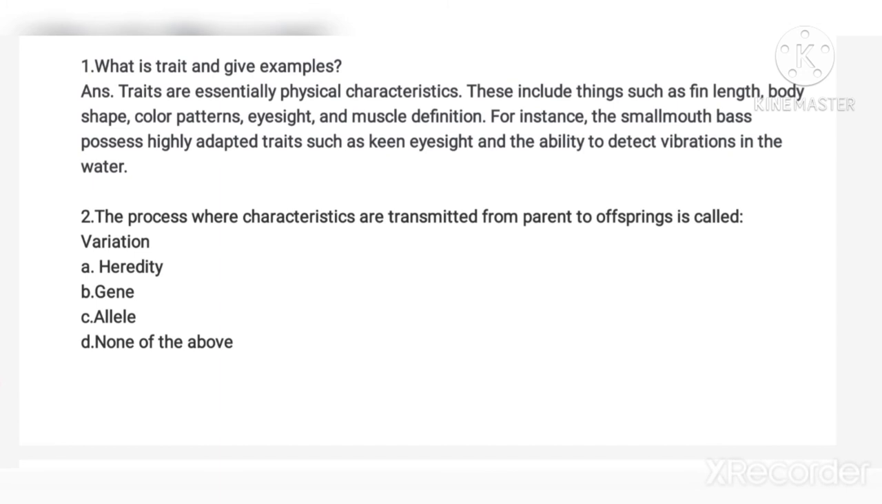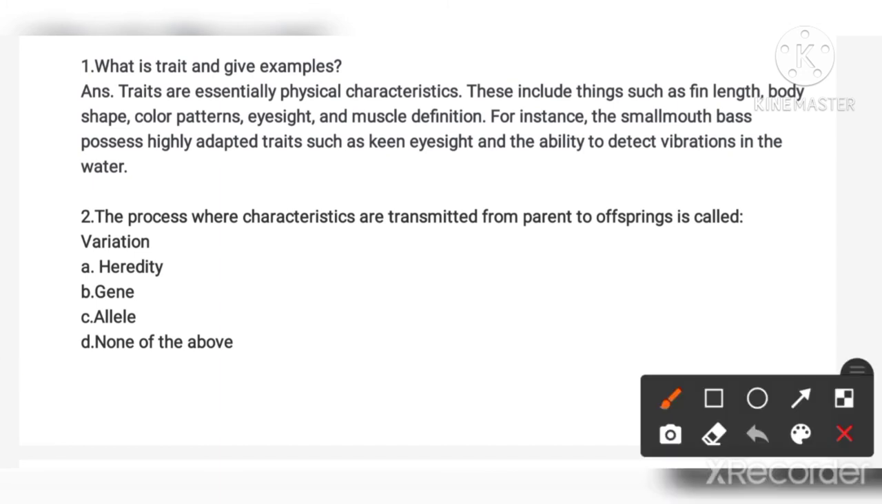So at the end of today's session, let's discuss the two questions. The first one is, what is a trait, and give an example. So a trait is nothing but, after all, traits are essential physical characteristics. These include things such as fin length, body shape, color pattern, eyesight, muscle definition. For instance, the smallmouth bass possesses highly adapted traits such as keen eyesight and the ability to detect vibrations in the water.